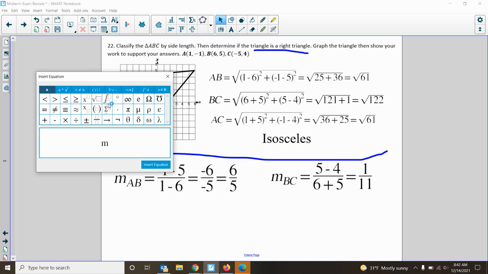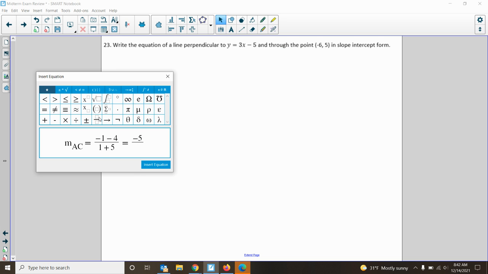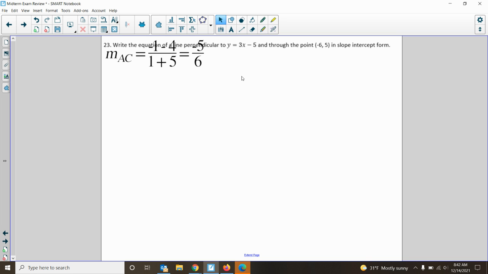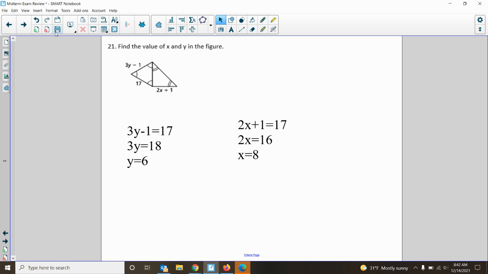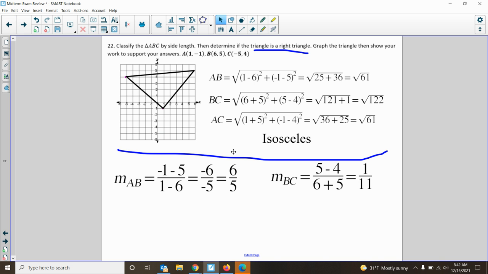Slope of AC. We're going to do y's on top, negative 1 minus 4 over the x's, 1 plus 5. And what do we get here? Negative 5 on top over 6. Oops, over 6. Let's go ahead and insert that, and cut it and paste it back here. Oops, where did it go? Here we go. So that's the slope of AC.